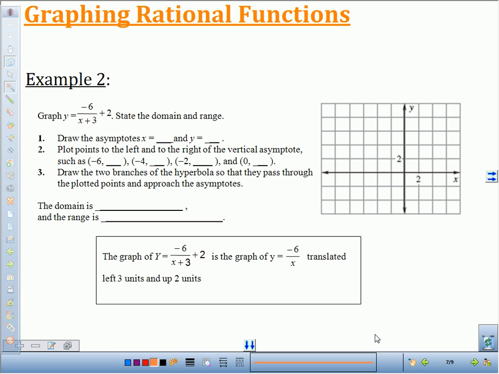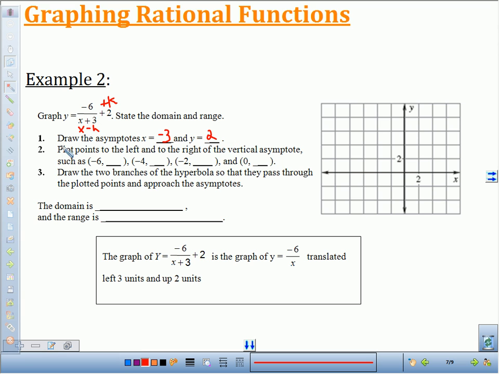Let's plot some points. Now we've got negative 6 over x plus 3 plus 2. This is x minus h, and this is plus k. So h then is negative 3. So my asymptote here is at negative 3. My other asymptote, y equals 2, because k is 2.